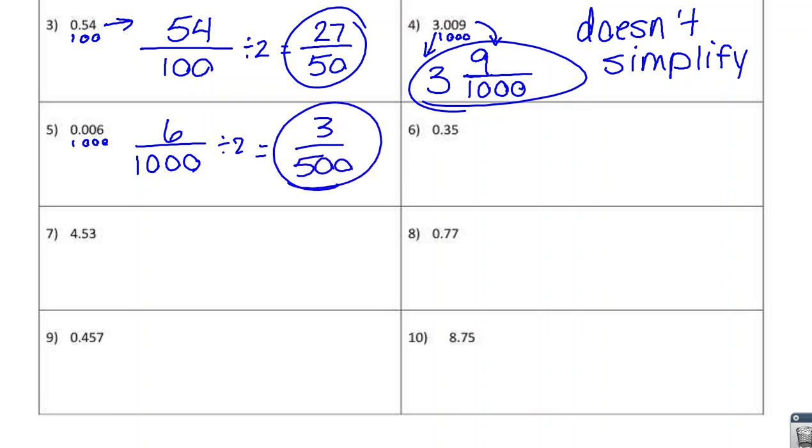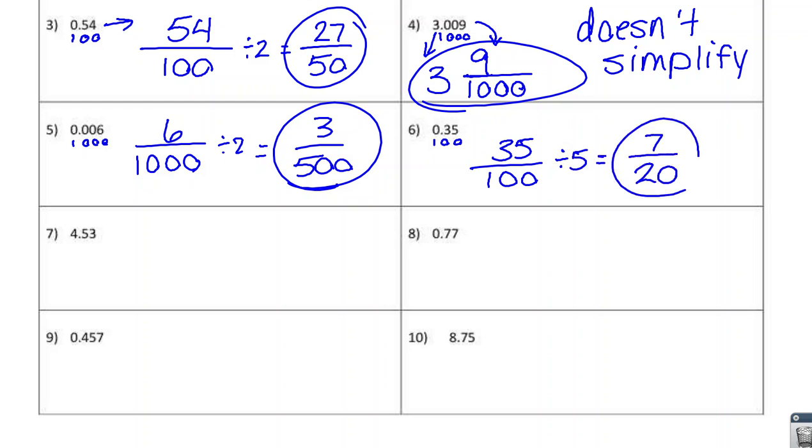This is going to be 35 over 100. It ends in 5, or 5 and 0, so I can divide by 5, and I get 7/20ths, and that's where it stops. If you're having trouble with this right now, make sure you pause the video and ask your teacher for help, and we can help walk you through the rest of them. I want you to pause the video and do 7 through 10 on your own.